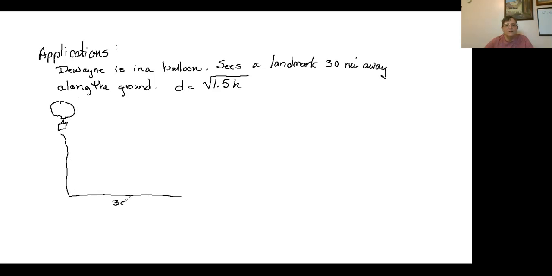We know this distance is 30 miles from below the balloon to some landmark. I don't know, a tree. He knows for some reason this tree is 30 miles away. I'm sure it's not a tree. And they're giving us that the distance here is the square root of 1.5h, where this distance is h.